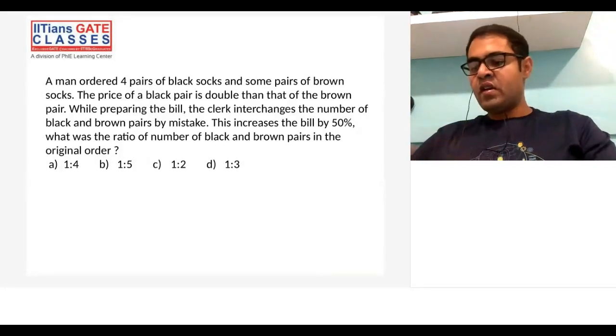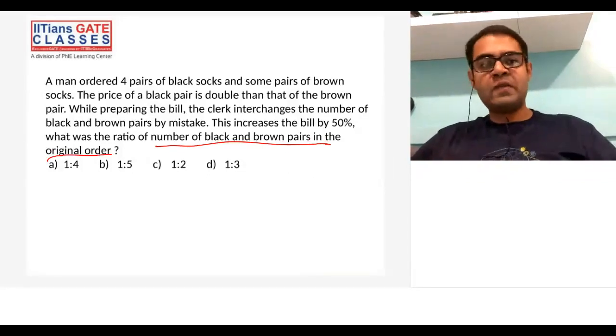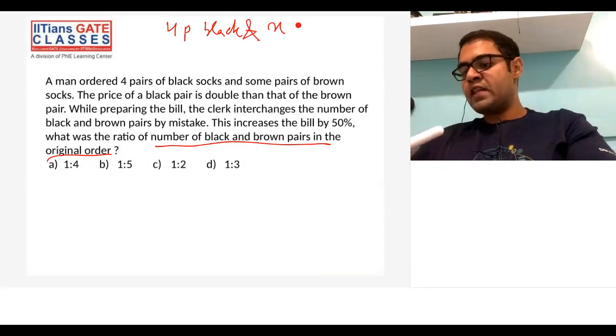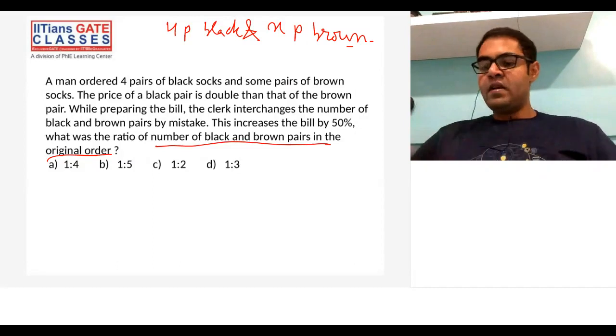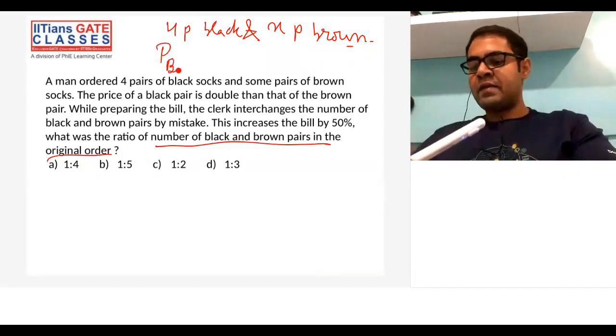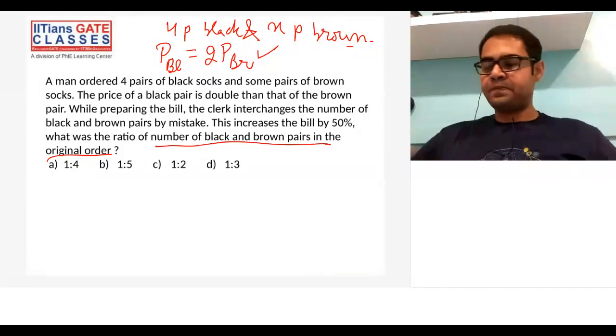Okay. Now, finally, I need what? Ratio of pairs of black to brown, right? So I need the brown socks. So let me say brown socks is x. So four pairs of black and x pairs of brown. Okay, x pairs of brown he bought. Now the price of a black pair is double the price of a brown pair. So price of a black pair, BL, is equal to twice the price of a brown pair.